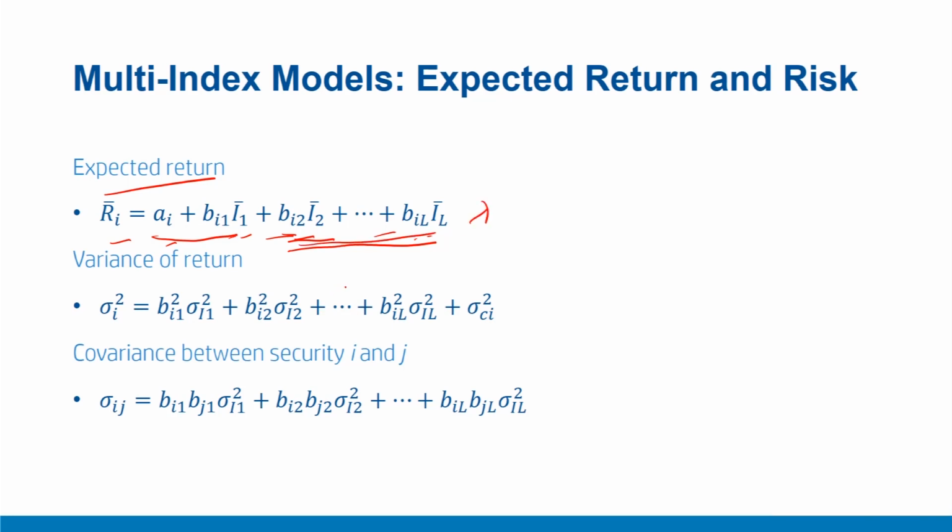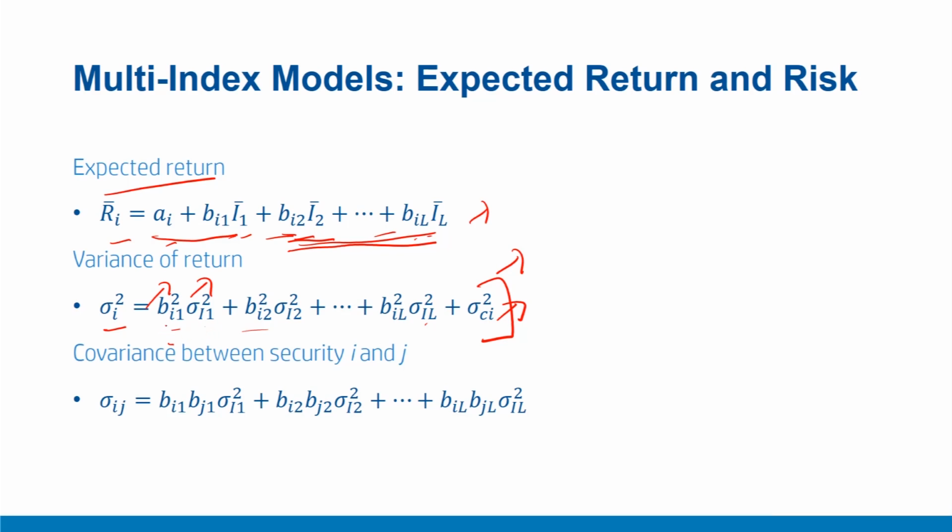Again, similar to the single index model, we introduce variance of return as sigma i square equals bi1 square into sigma I1 square and so on up till bil square into sigma Il square plus sigma ci square. This sigma ci square represents the residual or stock specific idiosyncratic component of risk which is specific to security i. The remaining components include variance terms for the indices which are included and the sensitivity of the security.